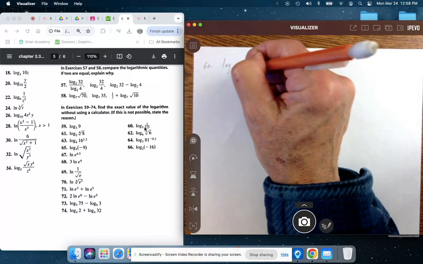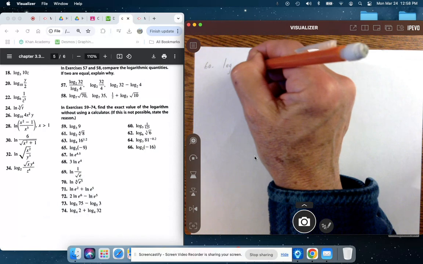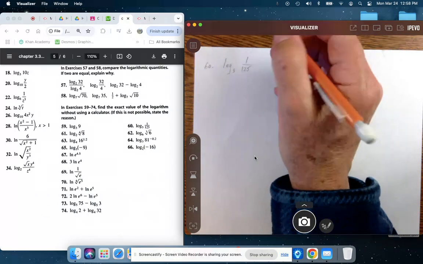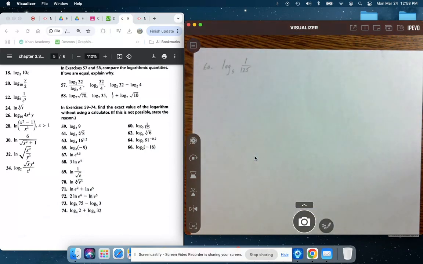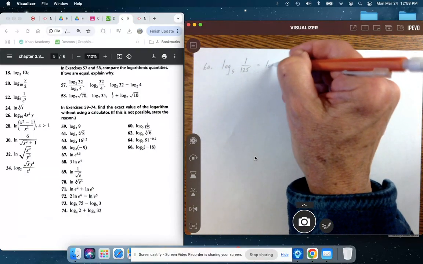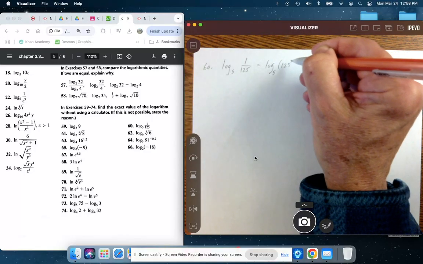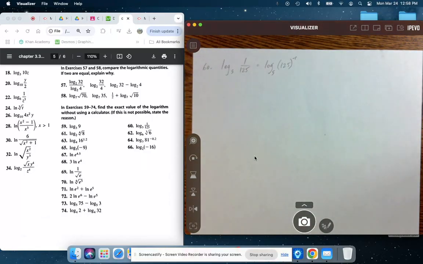So log base 5 of 1 over 125. All right, so I'm going to rewrite this as log base 5 of 125 to the -1 power, right? So I just flip the fraction over, which changes the power on it from 1 to -1.